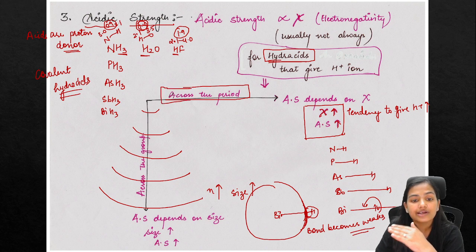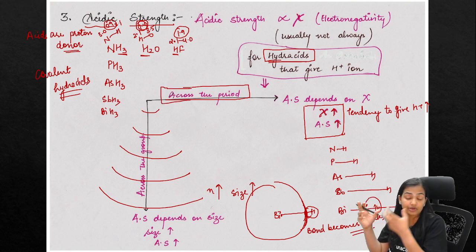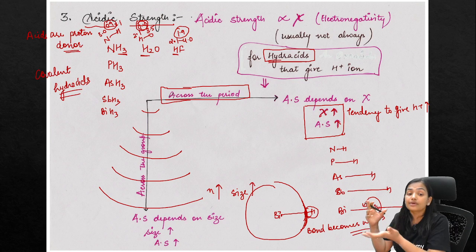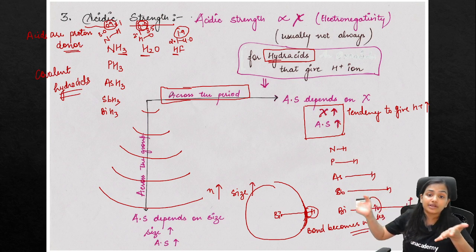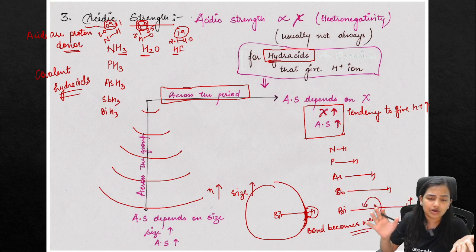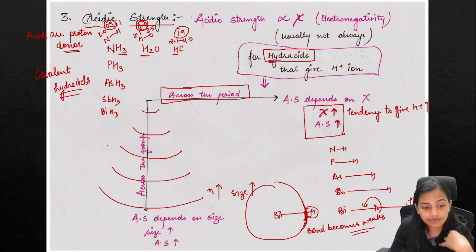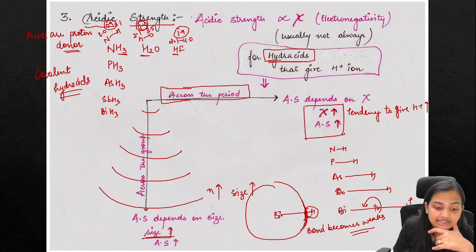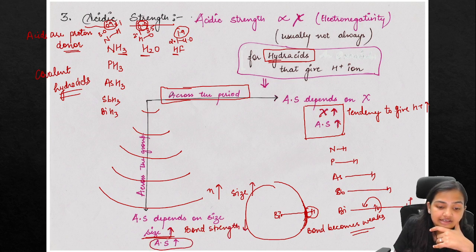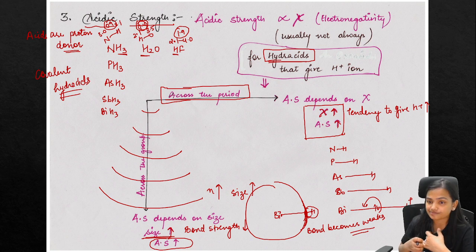Across the period you can apply the concept of electronegativity, because Pauling has also given us the electronegativity values across the period. Pauling has not talked a lot about along a group. So along a group, the size factor dominates. If the size increases, the bond strength decreases, the acidic strength increases. Is it clear?